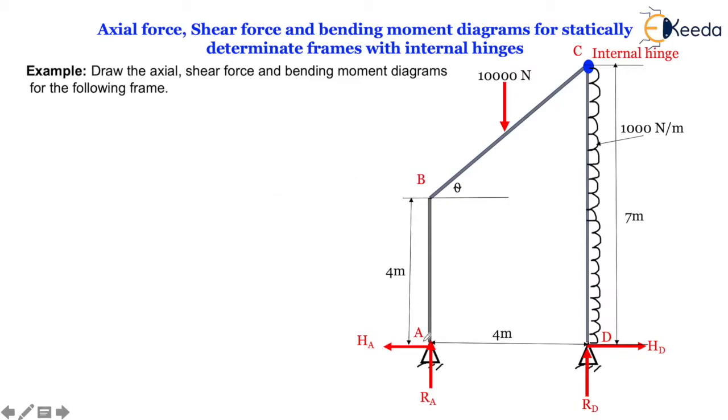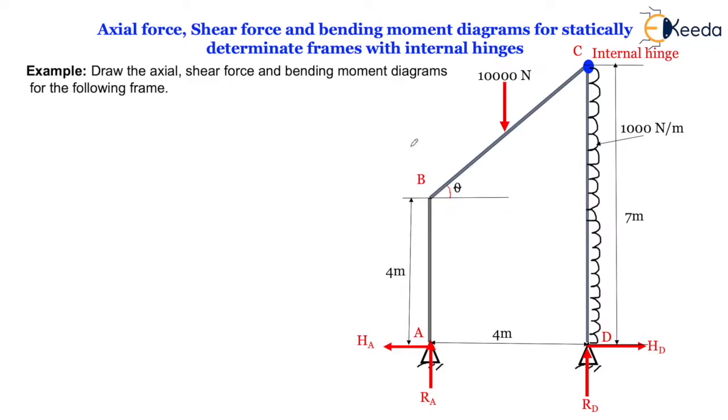a hinge support. This is one more hinge support and there is an internal hinge over there. So there are two reactions, horizontal and vertical, and there are two reactions here also, horizontal and vertical. There is this angle theta, and there is a UDL at right side. At CD there is a full UDL. There is one point load acting, which is 10,000 Newton, at this particular point.